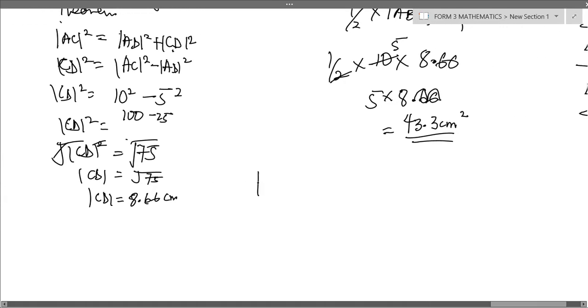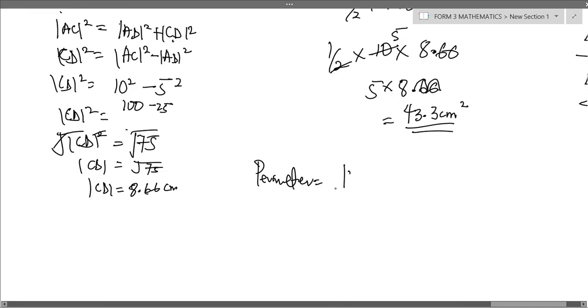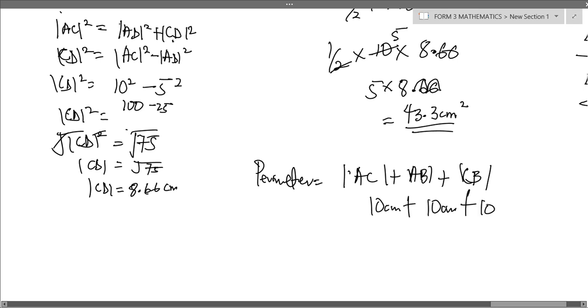So perimeter will equal AC plus AB plus CD, 10 centimeters plus 10 centimeters plus 10 centimeters equals 30 centimeters. We are done.